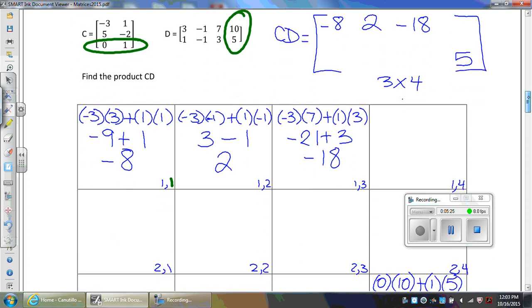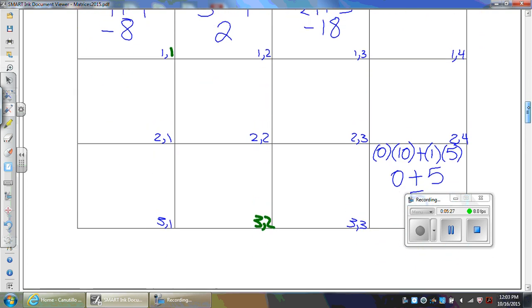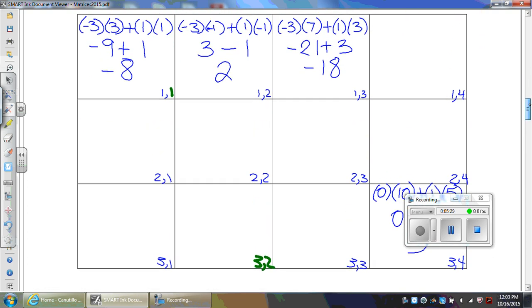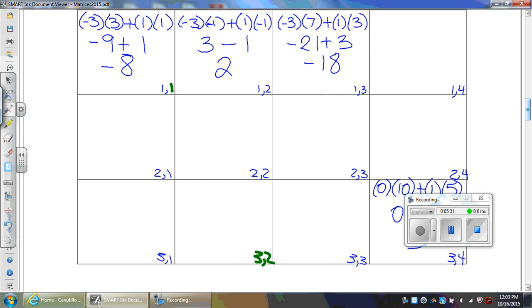Okay, so we started doing some examples in class, and I'm going to cover all of them. To begin with, I want you to label each entry using the address of each entry. In this case, this one is 1, 1: first row, first column; first row, second column; first row, third column; first row, fourth column, and so on. So go ahead and do that.